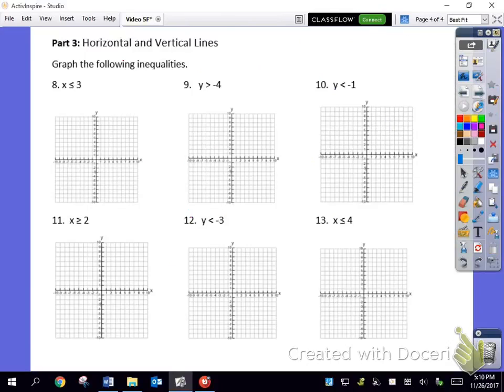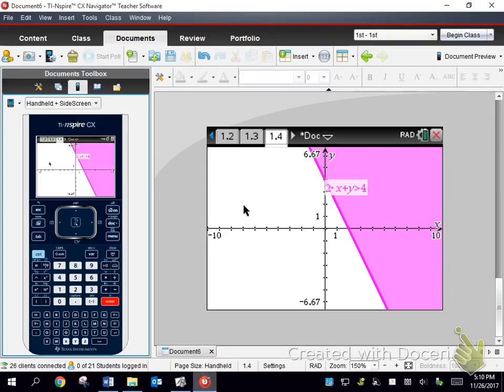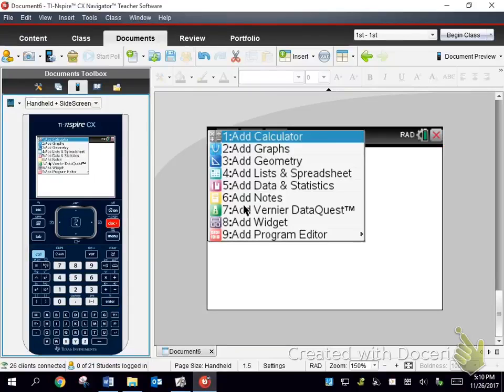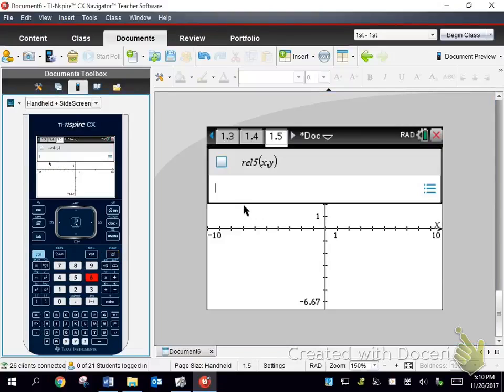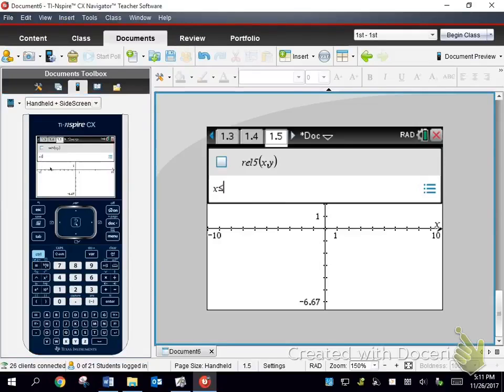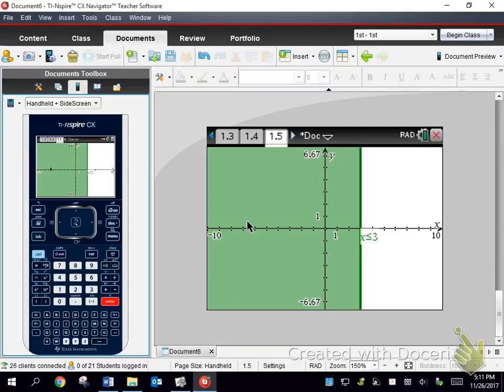All right, so now we're going to do some more of those vertical and horizontal lines. Remember, if it's vertical, it's going through the x, so that's up and down through the x-axis. So x is less than or equal to 3, so that's a solid line, and it's less, so it should be to the left. Remember, you can graph that. Control Doc 2. I'm going to go to 2 for graph, backspace, go to 6 for relation, x, then control equals, less than or equal to 3. So less than or equal to 3, enter, and that's what it looks like.